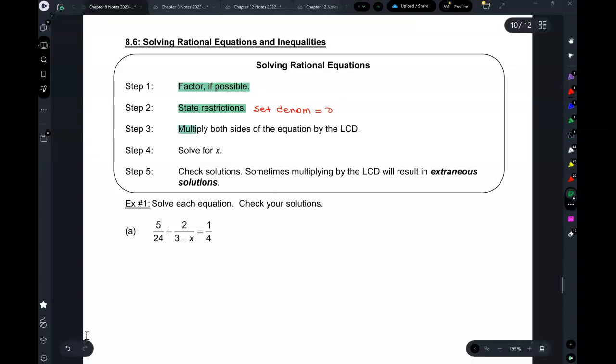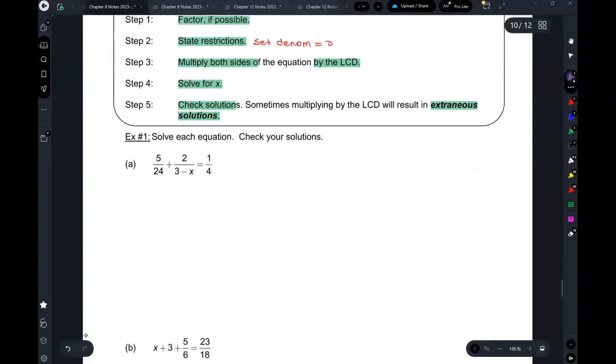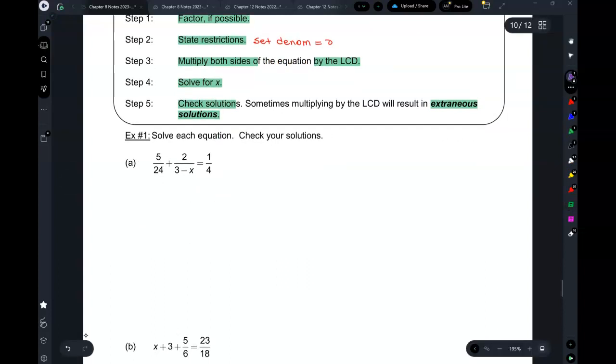Find the LCD and multiply both sides by the LCD. Then solve for x. And then you have to check for extraneous solutions. So basically, make sure your answer isn't one of the restrictions. Okay, so let's take a look at this next one. First is factor. Is there anything here that can be factored? No. Next, state the restrictions.